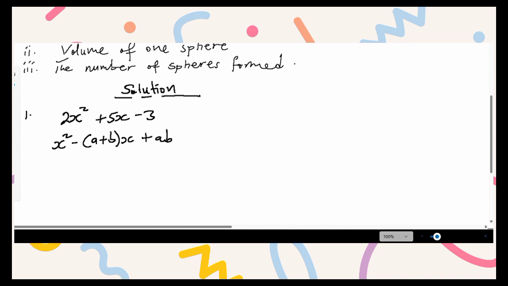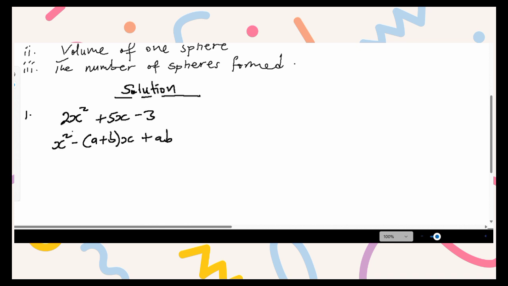But from this general rule, it says that some two numbers, when you add them, you're going to get the coefficient of x. So let's say the two numbers a and b, when you add them, you get the coefficient of x in your quadratic expression, and then when you multiply them, you get the constant, right? That is what this general expression says. But according to the general expression, the coefficient of x squared is what? 1. But the coefficient of x squared in our question is 2. So you have to try to express it in that format.